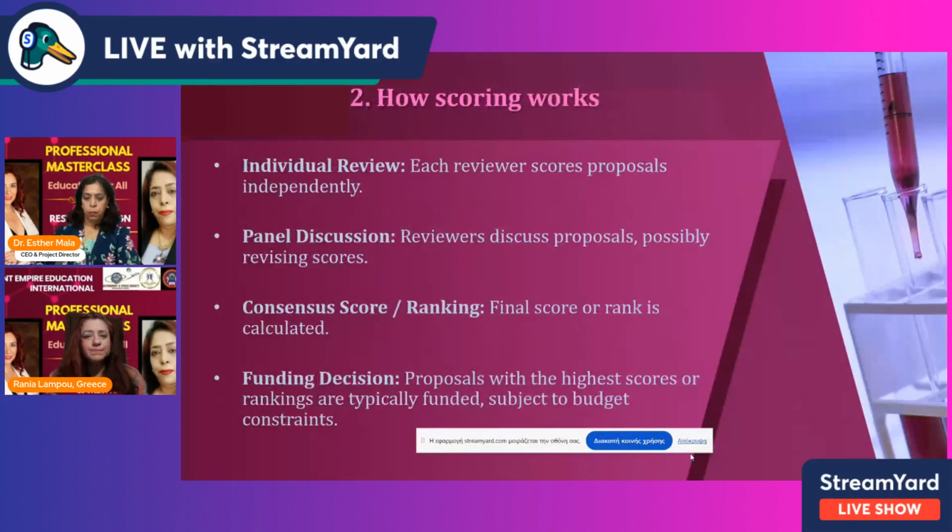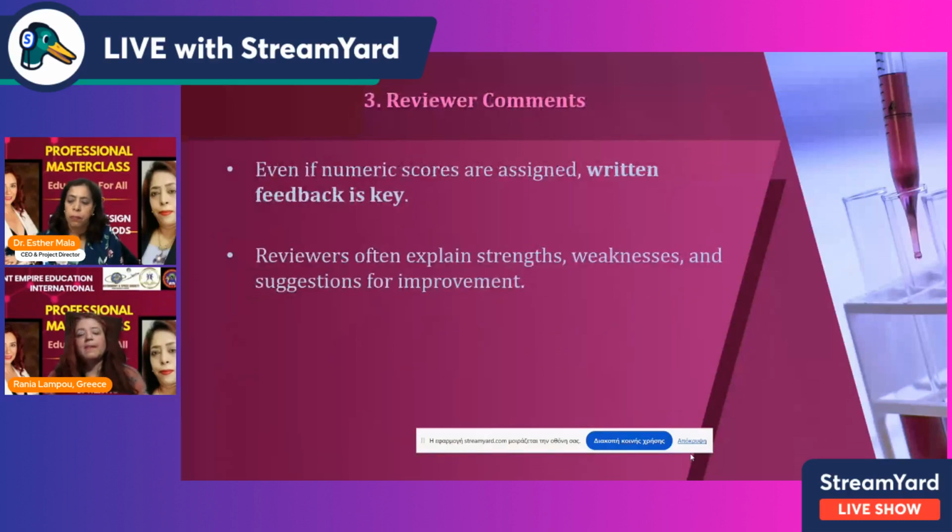So how does scoring work? We have individual review: each reviewer scores proposals independently. Then the panel discussion, to reach a consensus score. The consensus score is when the final score is calculated. For the funding decision, proposals with the highest scores will be selected for funding. Written feedback is important, and here reviewers often explain the strengths and weaknesses and suggestions for improvement. If the funder provides a scoring rubric, you can use it as a checklist while you draft your proposal in order to ensure that you maximize points in each category.